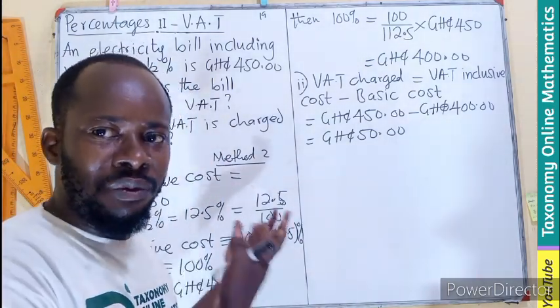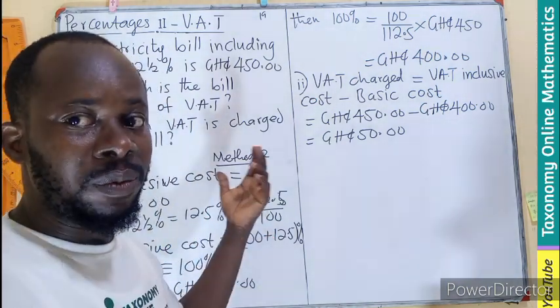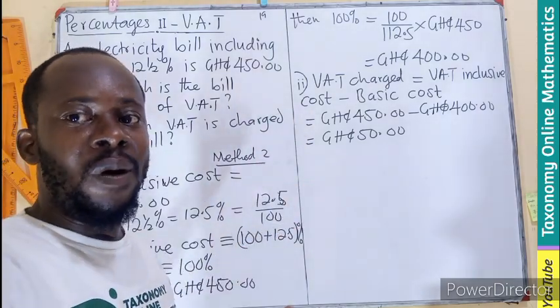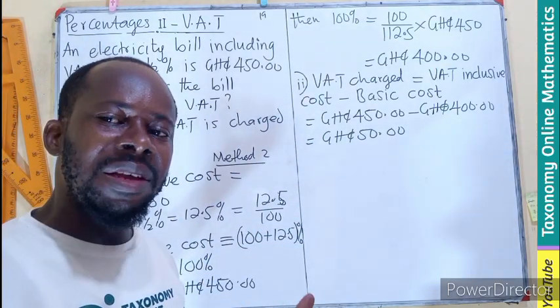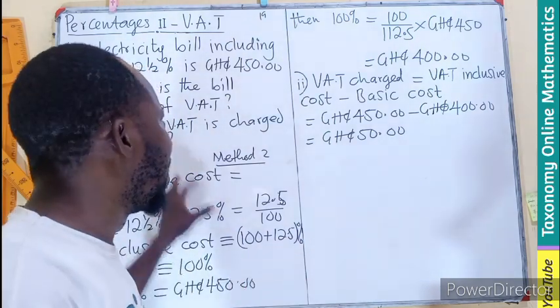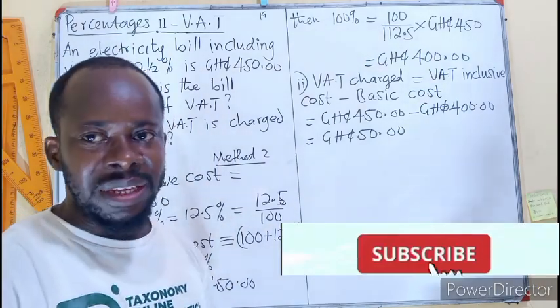I hope you follow the two. You can tell whether method one, giving rise to the basic cost, is okay for you, or taking the idea from the first method. Anywhere you pass with your understanding, that is the most important one, so that when the question changes hands from these figures, you'll be able to apply the concept you've learned in that.